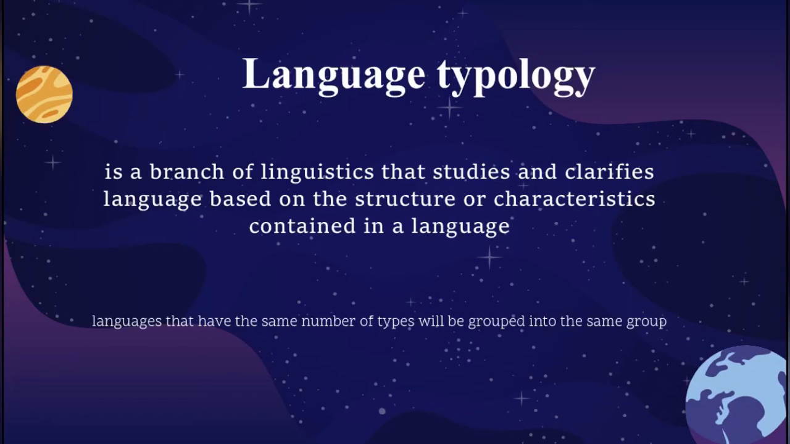Typology comprehension does not cover the language as a whole, but only certain specific characteristics contained in the language. For example, the Turkish language has a sentence pattern of subject, object, predicate, while English has a sentence pattern of subject, predicate, object. That pattern only compares a small part of Turkish and English grammar and steps into types.